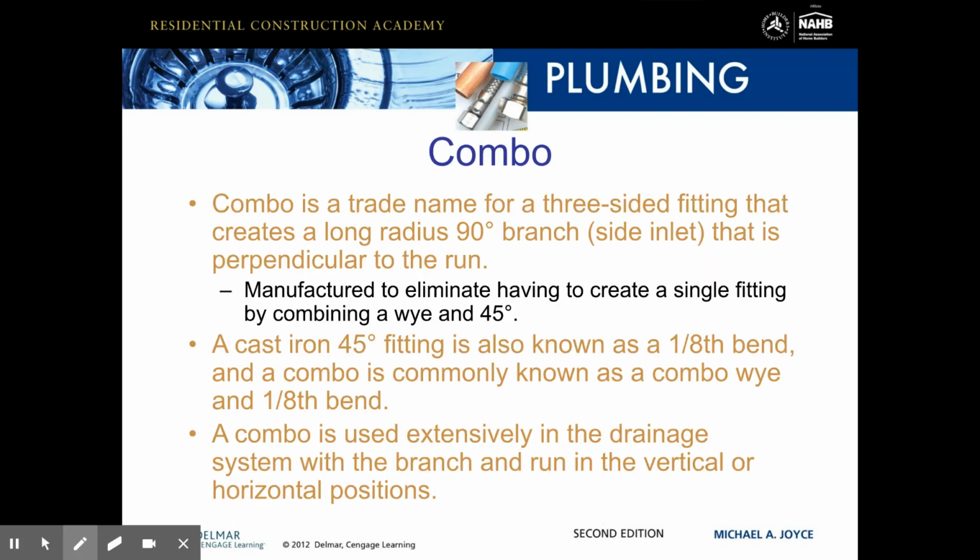Combo is a trade name for a 3-sided fitting that creates a long radius 90-degree branch that is perpendicular to the run. They're manufactured to eliminate having to create a single fitting by combining a Y and a 45. A cast iron 45-degree fitting is also known as a 1/8 bend, which we went over previously, and a combo is commonly known as a combo Y and a 1/8 bend.